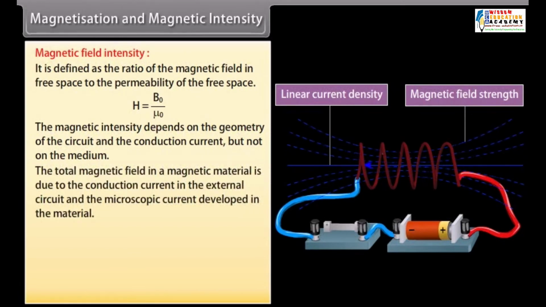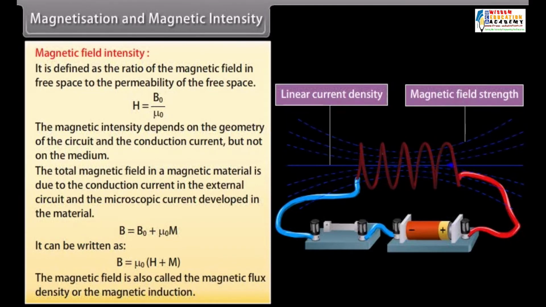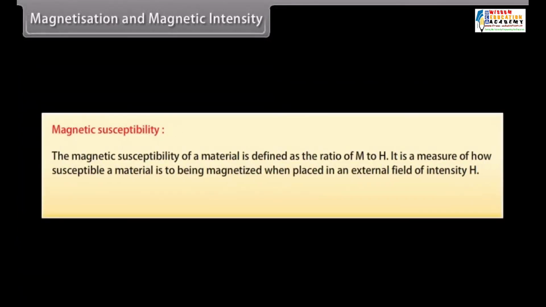The total magnetic field in a magnetic material is due to the conduction current in the external circuit and the microscopic current developed in the material. B is equal to B naught plus mu naught M. It can also be written as B is equal to mu naught multiplied by H plus M. The magnetic field is also called the magnetic flux density or the magnetic induction. The magnetic susceptibility of a material is defined as the ratio of M to H. It is a measure of how susceptible a material is to being magnetized when placed in an external field of intensity H. M is equal to the product of Xi and H.